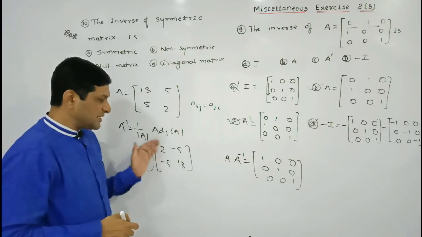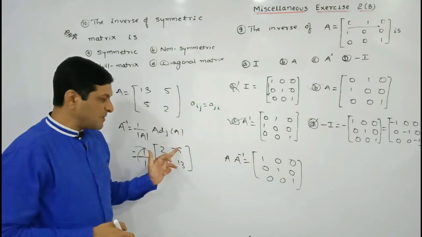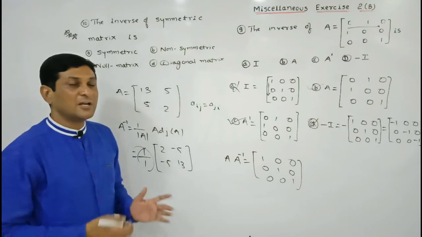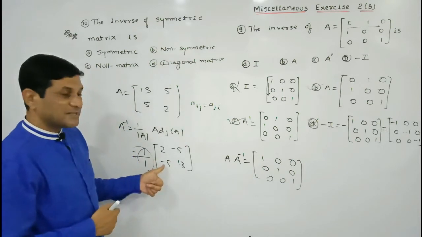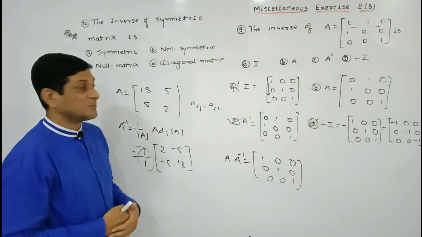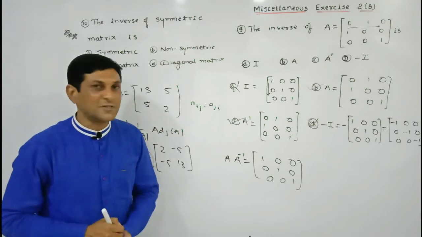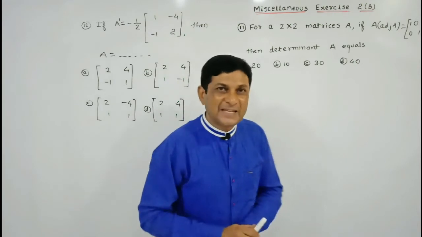Here we can observe that the non-diagonal elements are -5 and here also -5. Means we can conclude that this matrix is a symmetric matrix. So what we have seen is, if A is a given symmetric matrix, then its inverse is also symmetric. Well, now see example number 11.